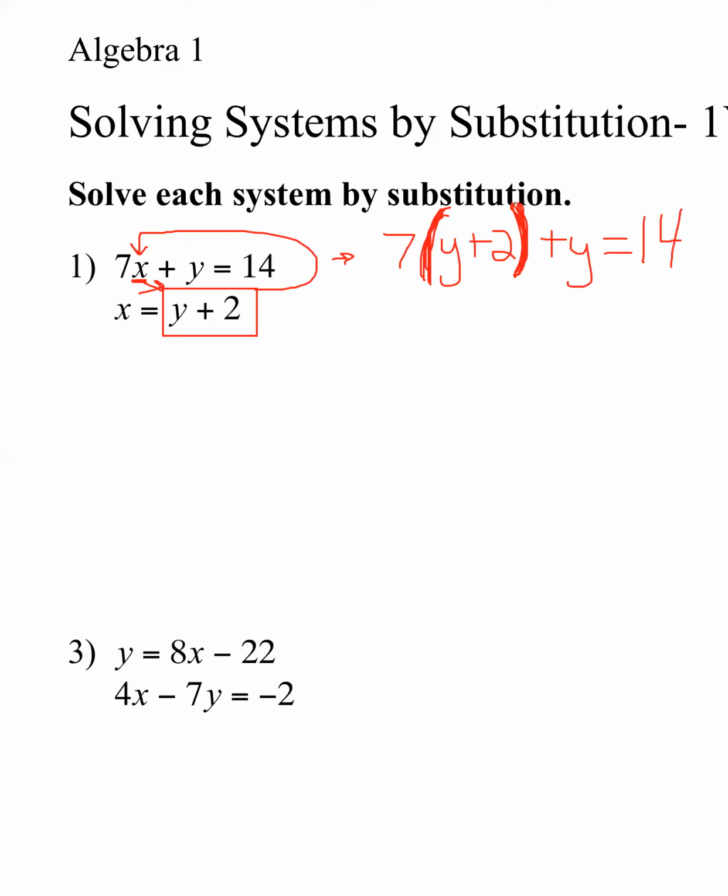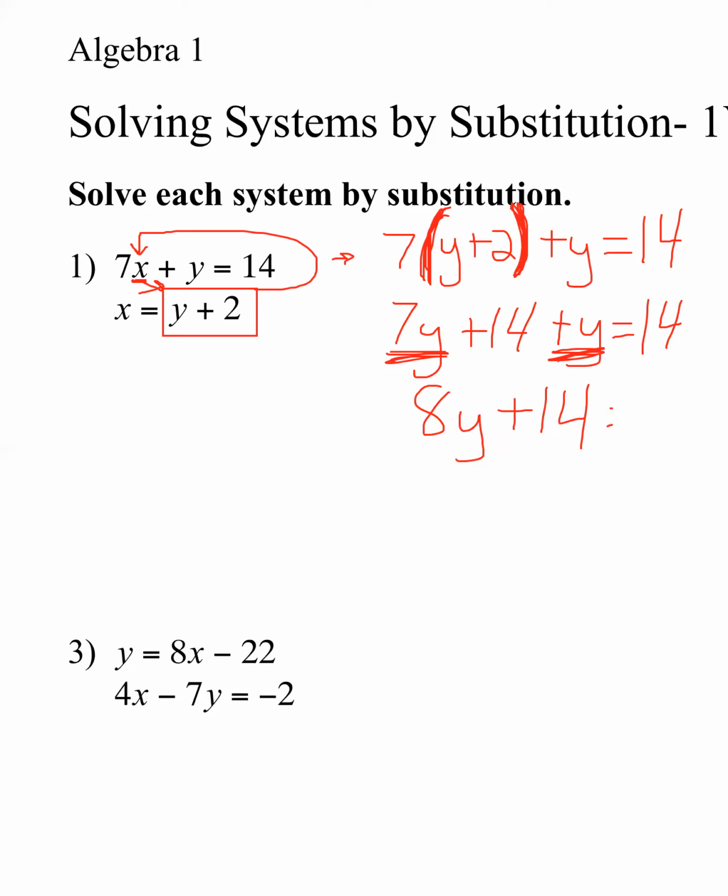Sometimes it'll be x that's left, sometimes it's y, doesn't matter. So I'm going to go ahead and do this equation out. Let's distribute that 7. So I get 7y plus 14 plus y equals 14. I'm going to combine like terms. So I have 7y plus y, which together gets me 8y plus 14 equals 14. I'm going to subtract 14 from both sides.